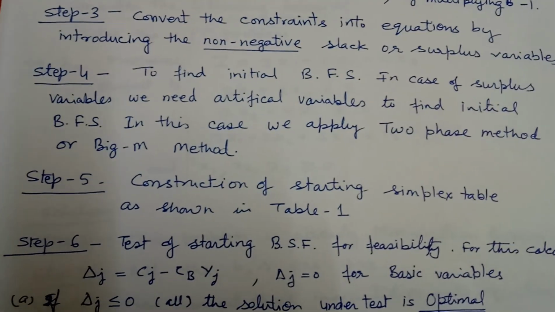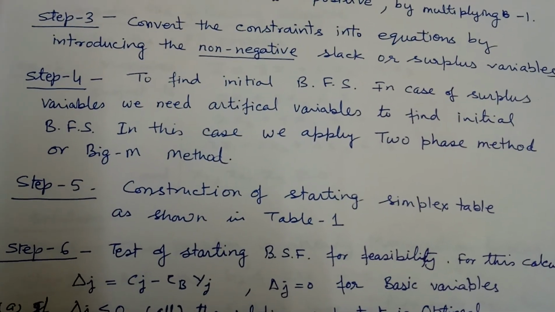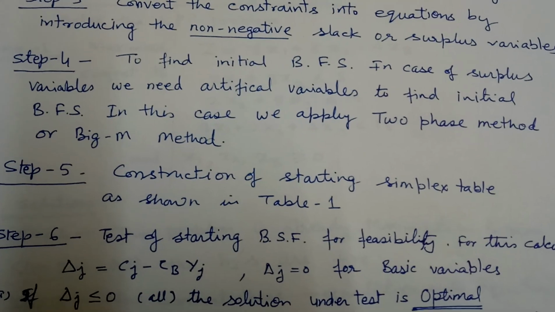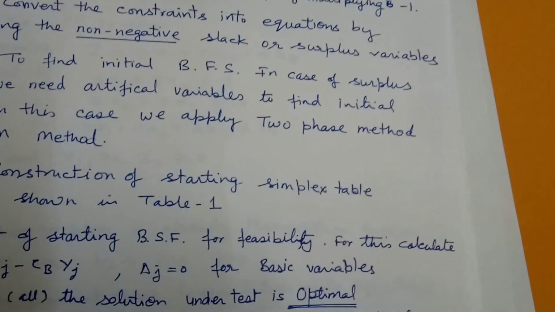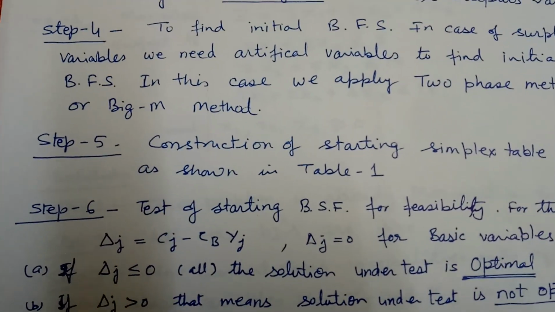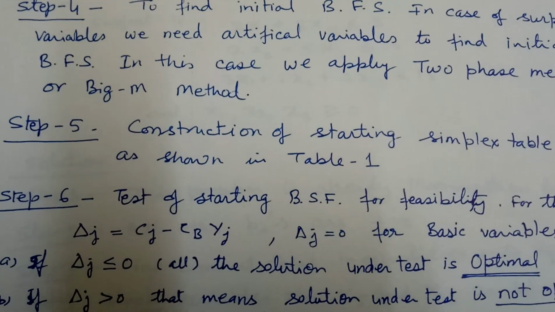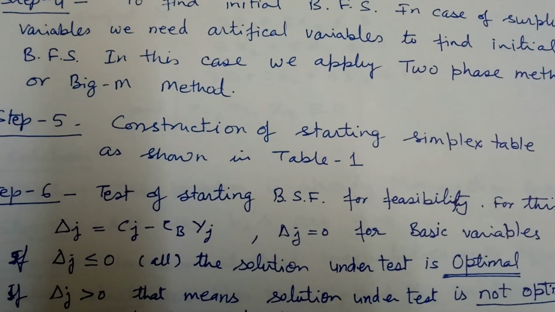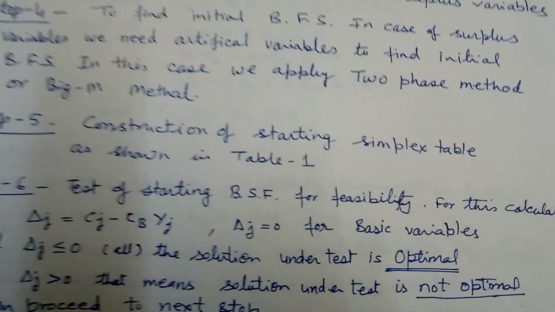Step 6. Test the starting basic feasible solution for optimality. For this, calculate the value delta j. Delta j is equal to cj minus zj, for all basic variables.